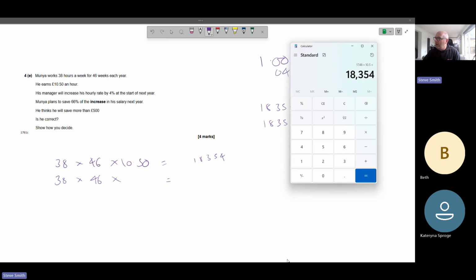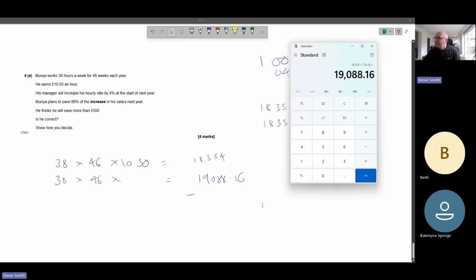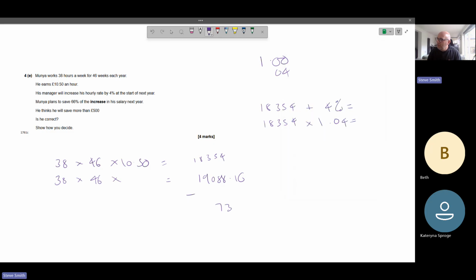So let's do it on our calculator. We're going to add simply 4%. And now we've got our new salary of £19,088 and 16p. Don't forget 16p when it comes to getting paid. And we're going to take away our old amount because we're just looking at that increase. Okay, so we're going to take away our previous amount that we've earned last year, 354 equals £734, and that's 16p. Amazing. And now he's going to save 66% of that.